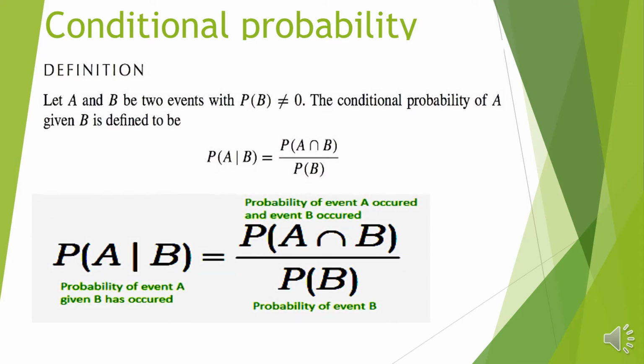Look now at this diagram. Probability of A knowing that B means probability of A intersection B over probability of B. Then what do we mean by probability knowing that B or such that B? The probability of event A given that B has occurred. In this statement, we read probability of event A occurred and event B occurred, meaning A and B should occur at the same time, over probability of B, the probability of event B.